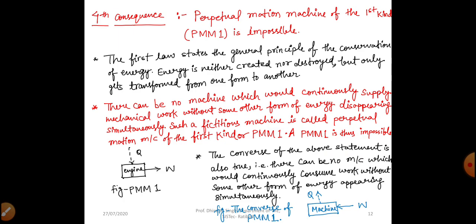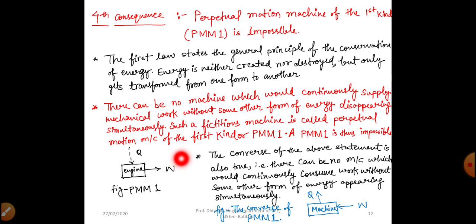Here it is clearly saying that there will be no machine which would continuously supply mechanical work. In this figure we can see that there is no heat, as the dotted arrow shows. Without getting heat, this engine is producing work, so it is impossible. This is not at all possible. This is a fictitious machine, and that's why it is impossible. So this is our PMM1.